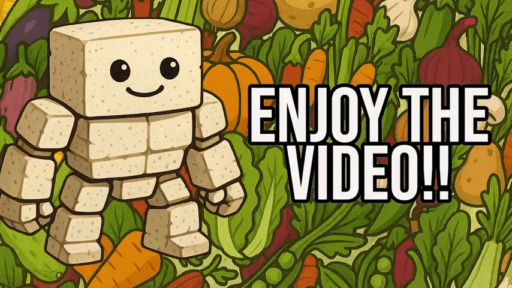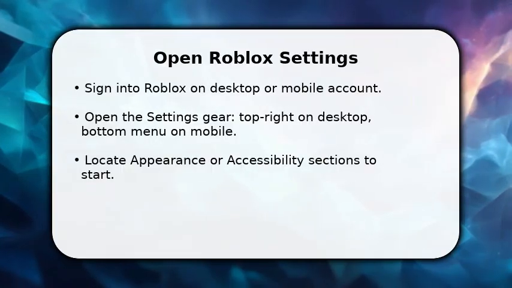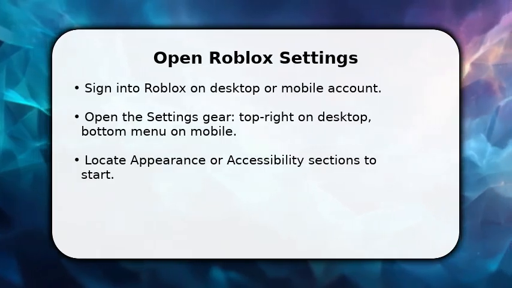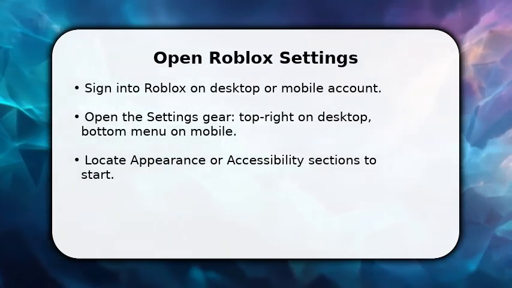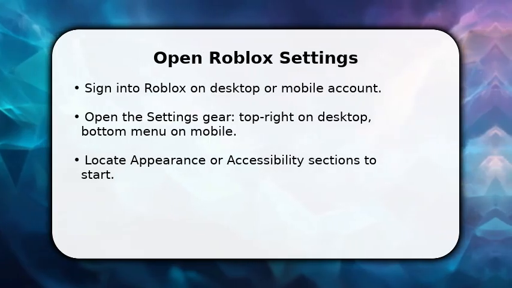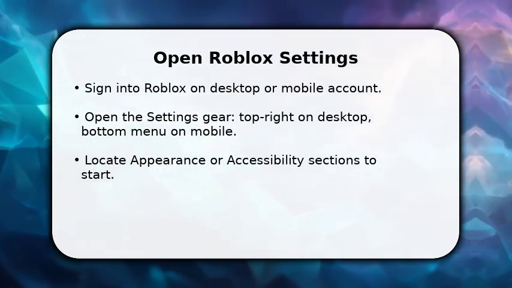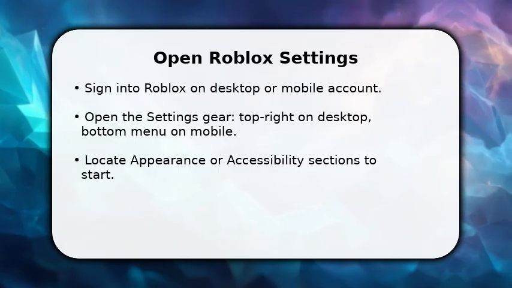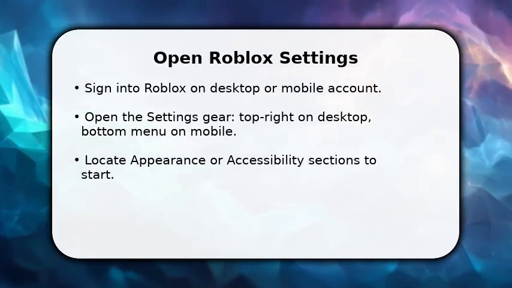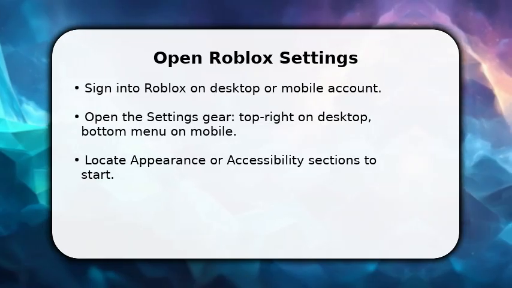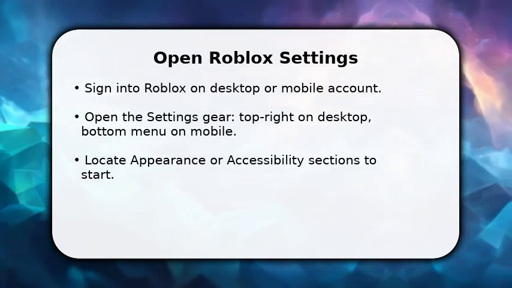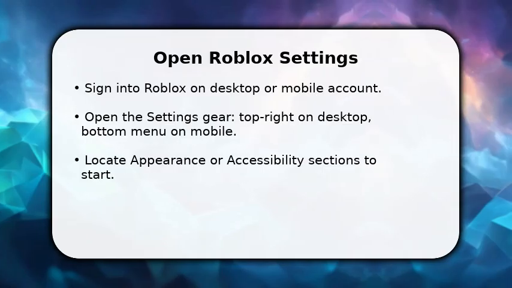Please enjoy the video. You start by signing into Roblox and going straight to Settings. Do this now. Once in Settings, you'll open the gear icon on desktop or the three-dot menu on mobile, then navigate to Appearance or Accessibility. You're doing this because the dark option lives inside those panels. It isn't a global OS toggle inside Roblox.